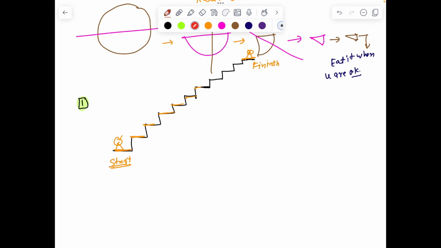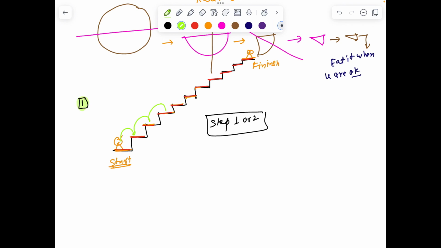So how many such steps can he take? We have 1, 2, 3, 4, 5, 6, 7, 8, 9, 10; at the 10th step he will reach there. The rule of the game is that Golu is only allowed to take a step of 1 or 2. So he's only allowed to take a step of 1 or a step of 2. That means he can start from this point, and in the first journey maybe he can just take a jump of 1.